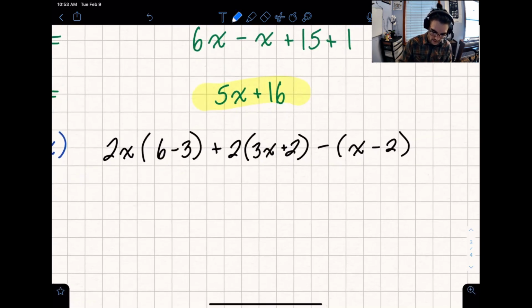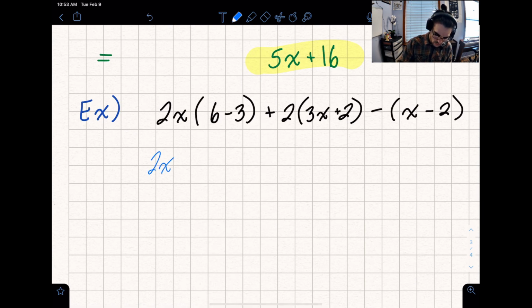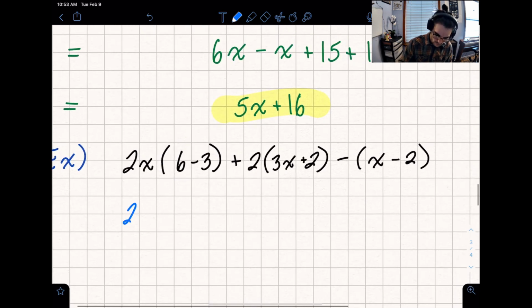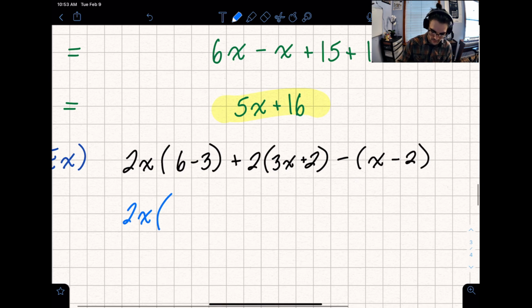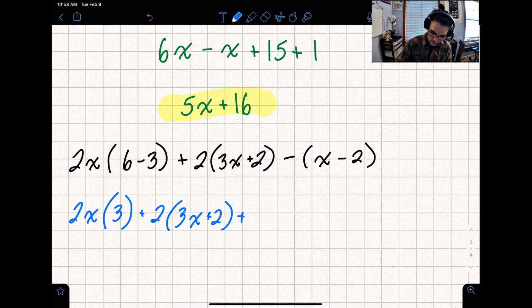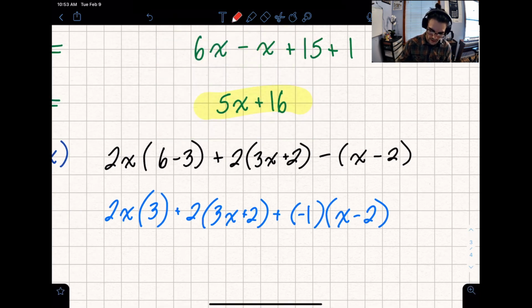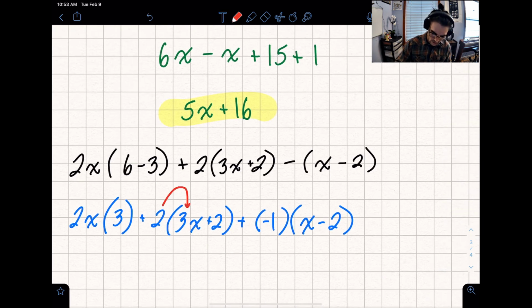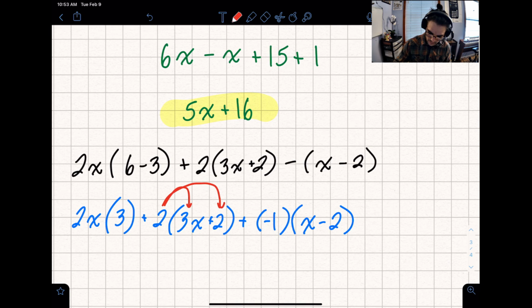So we could say that this is equal to 2x times the quantity of 6 minus 3, which is very simply 3, plus 2 times 3x plus 2 minus, actually, I'm going to rewrite this like I did with the other one. I'm going to call this plus and then put the -1 here again just to remind myself that, hey, this negative needs to be distributed to both the terms inside of there. And that's what I'm going to do next. I'm going to draw my arrows to remind myself how to distribute. The 2 is going to go into the 3x. The 2 is also going to go into the +2 there. And then we're going to distribute the -1 into the x as well as the -2.